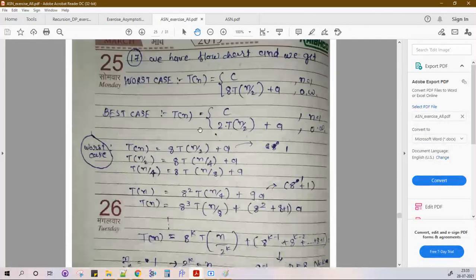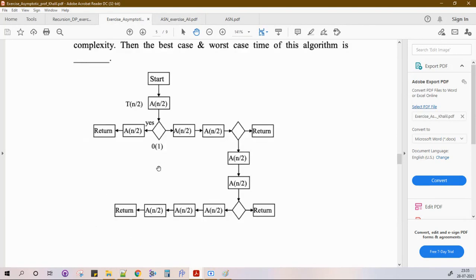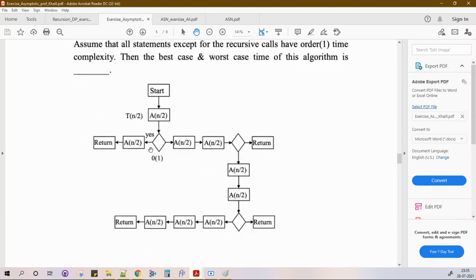Oh, order of n cube we are having. Let's solve it now. So let's solve for this worst case. In question number 17 we had this kind of algorithm chart that was given, and we want to find the best case and worst case time complexity, right?